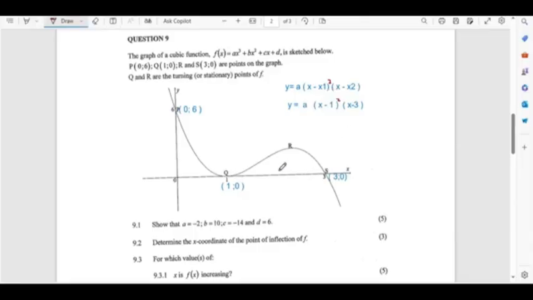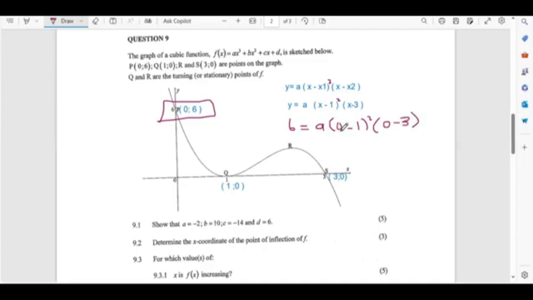Now, after you've substituted your intercept points, you need to substitute any point on the graph which is not your x-intercept, and in this case, it is point P. I know that at P, my y is equal to 6. So I'm going to say 6 here, and this is equal to a times, what is my x value at P? It is 0. So here it's going to be 0 minus 1 squared. Same applies here: my x value at P is 0, so it's going to be 0 minus 3. From there on, you can punch this into your calculator.